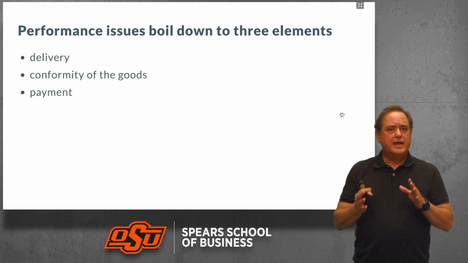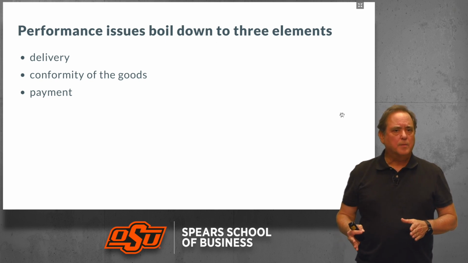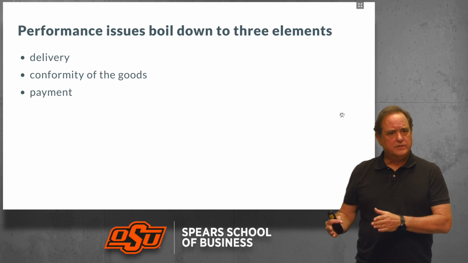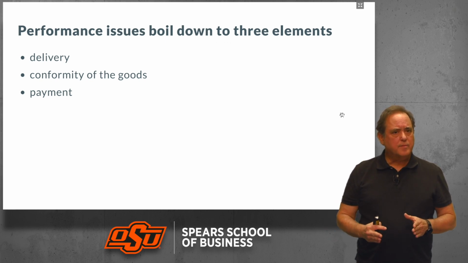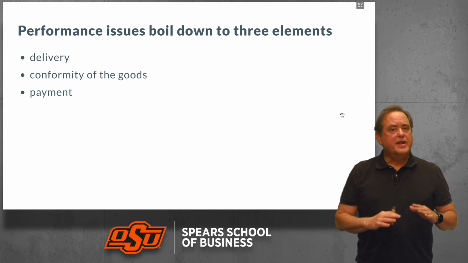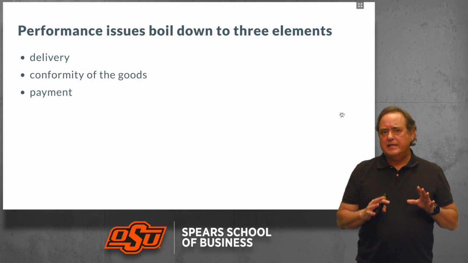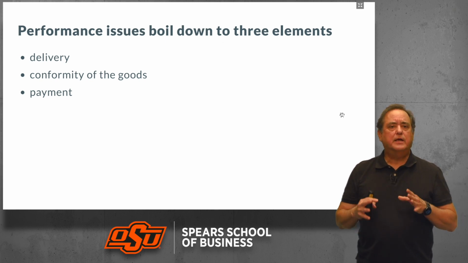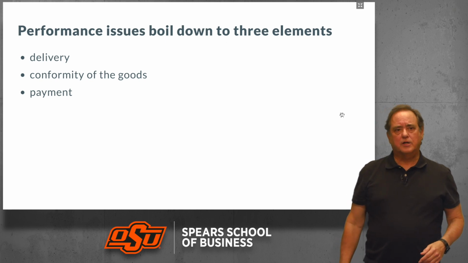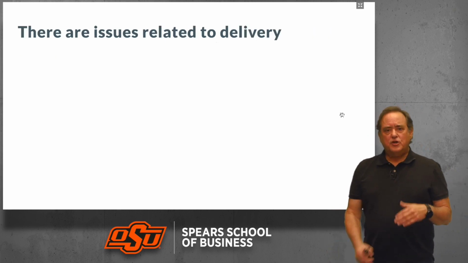So when we are looking at whether a party performed, a seller performs by delivering conforming goods. A buyer performs by taking delivery of the goods and paying for the goods. And so these are the three things we'll look at when deciding whether a party has performed their obligations under a contract. Let's start with delivery.